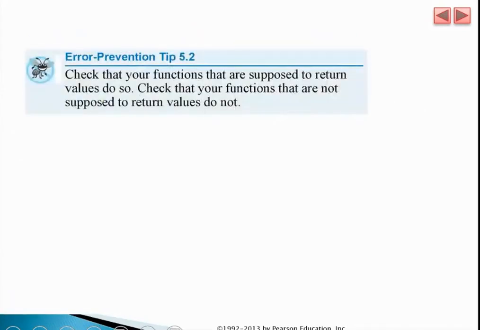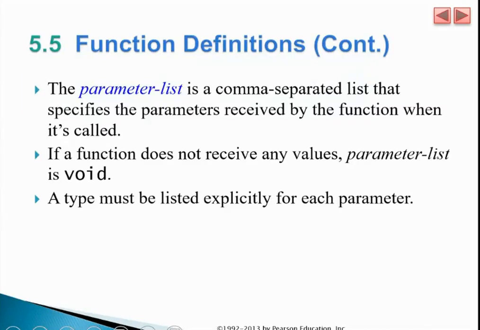So, okay, there are some error prevention tips. Check that your functions that are supposed to return a value do so. Check that your functions that are not supposed to return values do not return a value. Okay, so return type is important. Sometimes we implement the entire logic, but we forget to return that value. If we do not return the value, it will not go to the caller. Okay, caller function actually.